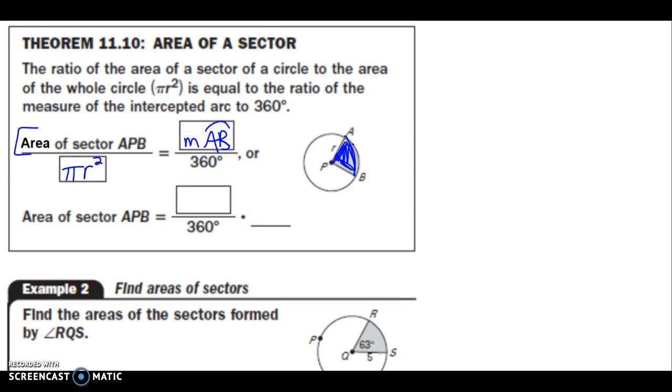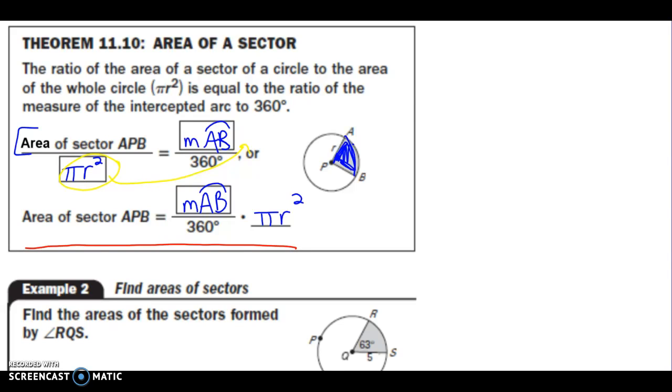Remember, that's going to be a degree measure, something degrees over the whole entire 360 degrees. Copy that over. To get the area of the sector by itself, we take this pi r squared and move it over. Dividing the left side by something is the same as multiplying the other side by it. So we multiply that over, and this is the formula that you'll see on your cheat sheet.